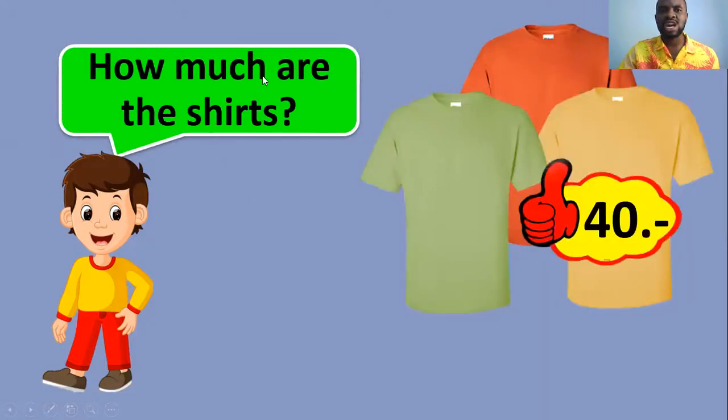How much is the shirt? How much are the shirts? 3 shirts. 40 baht. 1, 2, 3, 40. How many? 3. How much? 40 baht. How many? 3 shirts. How much? 40 baht. Okay.